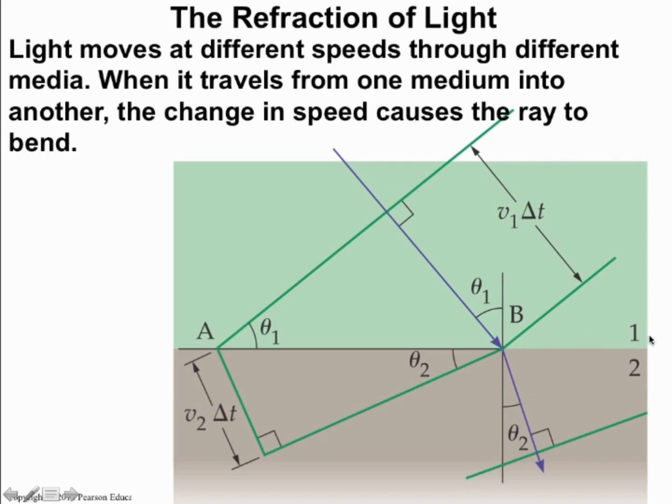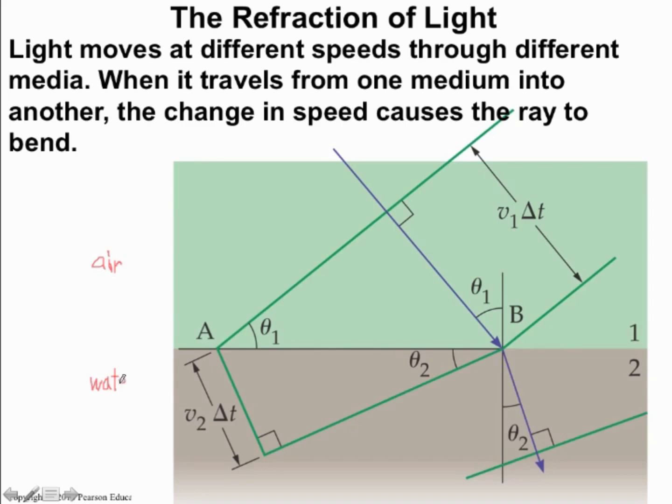We can think of the green area as a fast medium, and the brown area as a slow medium. If you like, we could call the top air. So let's say that air is our green area, or our fast medium in this particular case. And then down here, we could say it's water. So the brown area is water.